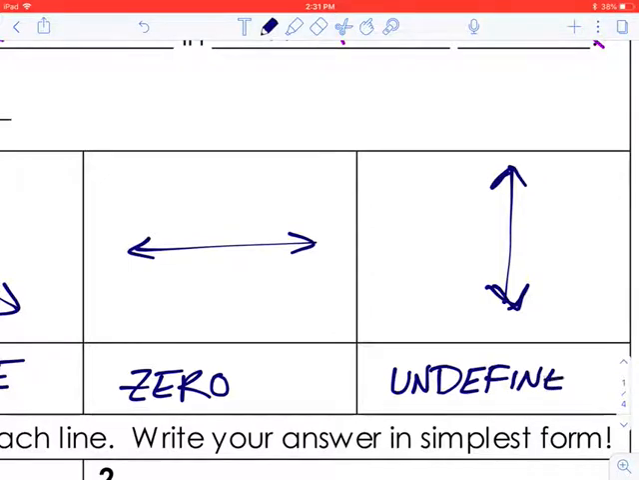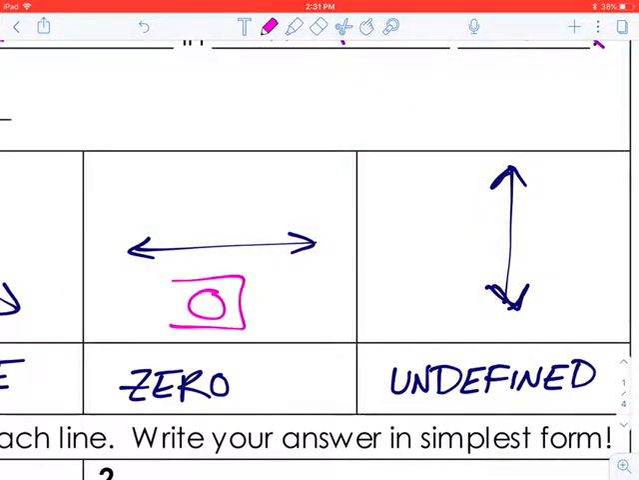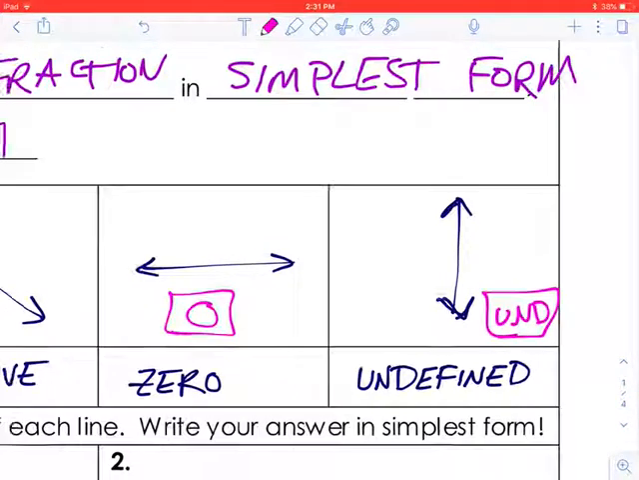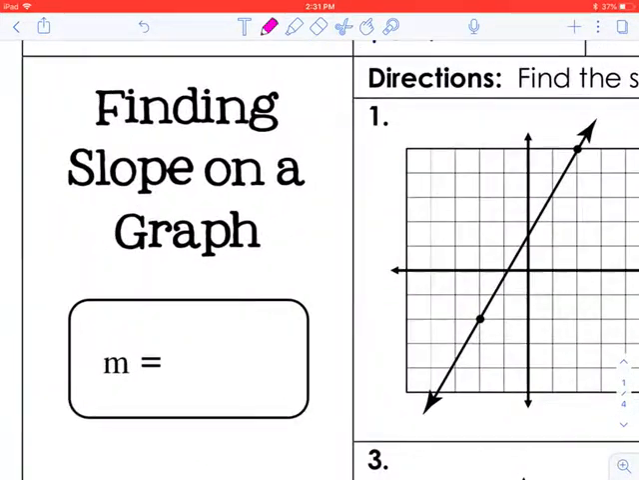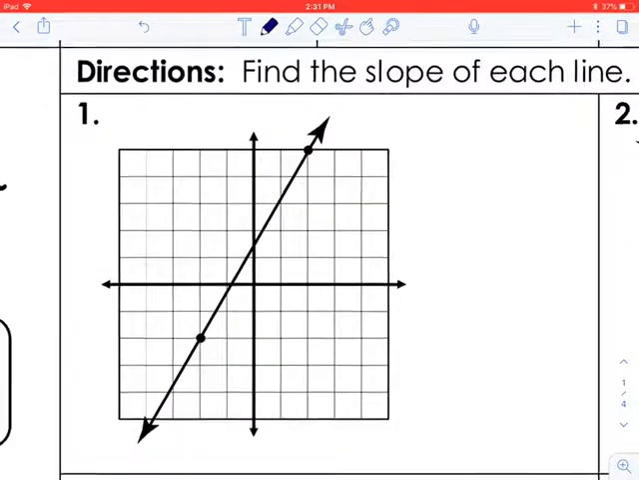Undefined. Okay, so for 0, you can just write the number 0. And undefined, we can abbreviate that UND. Undefined. Okay, so finding the slope based on a graph. So again, we're going rise over run. So what you want to do is start from one point and see how far up or down it goes and how far left or right it goes. So in my case, I'm going to go ahead and start on the left one.